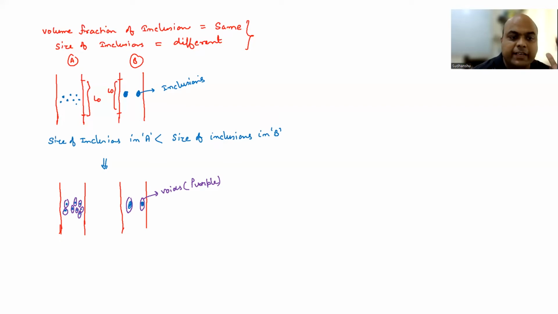Okay, now if you see in A, the distance between the particles is smaller, and therefore after the void has been created, the distance between the voids is also smaller as compared to what you observe in sample B, right? So if I draw, after fracture, what happens? You're going to see something like this. So now we are in vision after fracture.